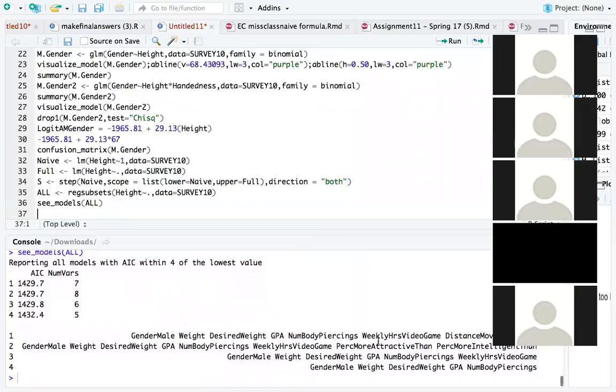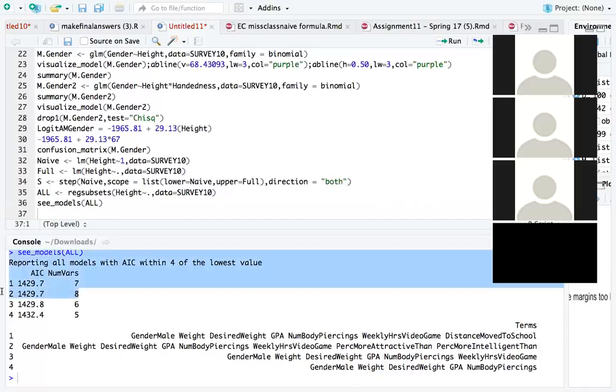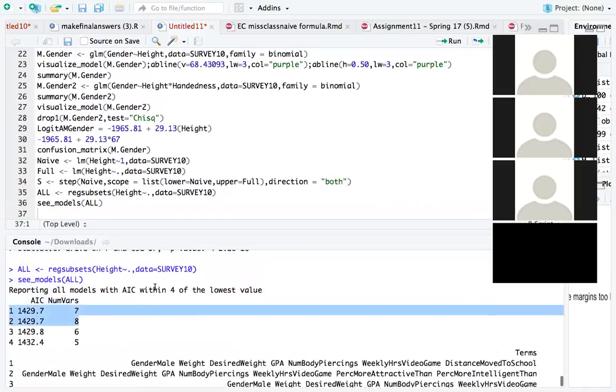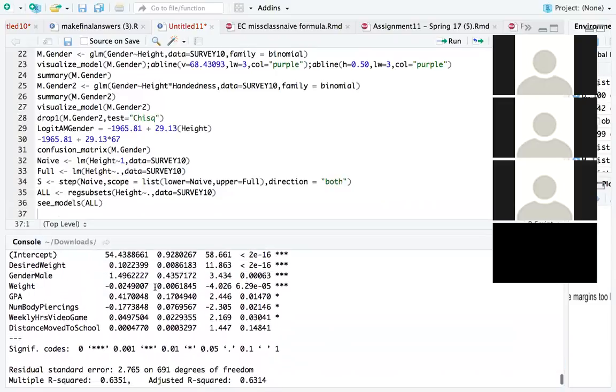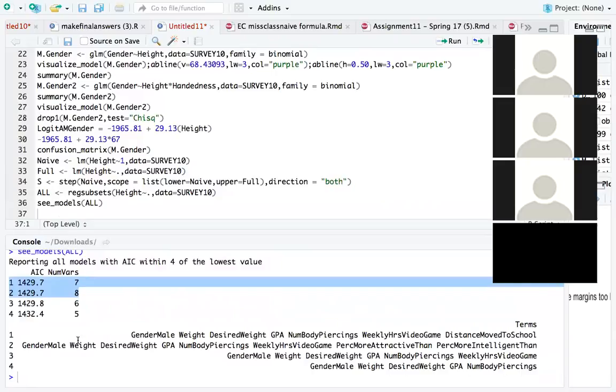And you can look at the models it made right here, which we actually got some AICs for these models: gender, weight, desired weight, GPA, number of body piercings, weekly hours, video games, distance moved to school. This might actually be the same model that we got. It looks very similar. And if you notice, the AICs of these two models are virtually identical down to a decimal place we can't see. But yeah, desired 1, 2, 3, 4, 5, 6, 7. Are those the same models? We said sometimes the search procedure can get you the best model. It's quicker, but yeah. And you can, of course, do crazier things.